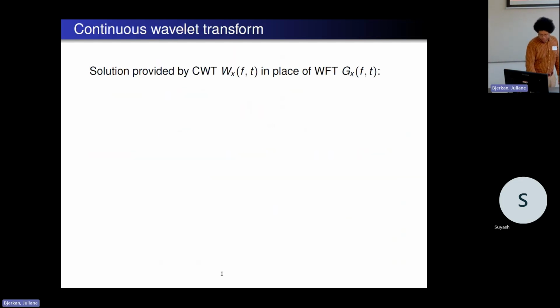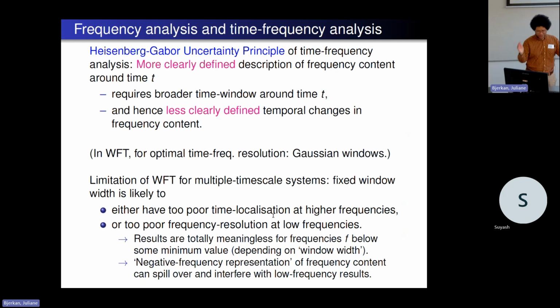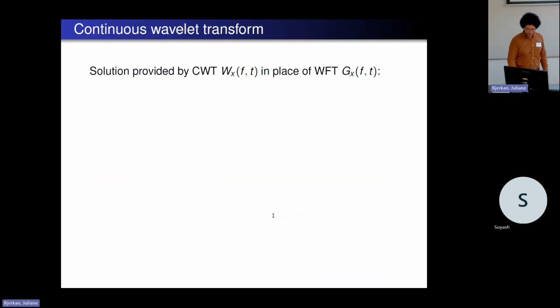And so a solution to this problem of the fixed window width that doesn't adapt to the different frequencies under investigation is provided by using the wavelet transform, or continuous wavelet transform, which I'm denoting W, in place of the windowed Fourier transform, which I'm denoting G.